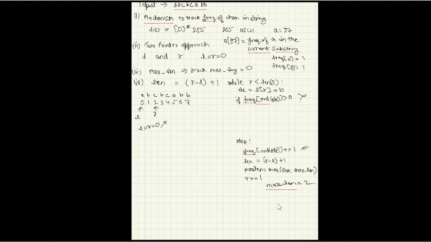And then again we go here and we mark this frec of c as 1, right? And the value of max length again will become 2 minus 0 plus 1 equal to 3. So now the maximum length of the substring with non-repeating characters till now is 3, which makes logical sense also, which is A, B and C, right? So this was pretty straightforward.